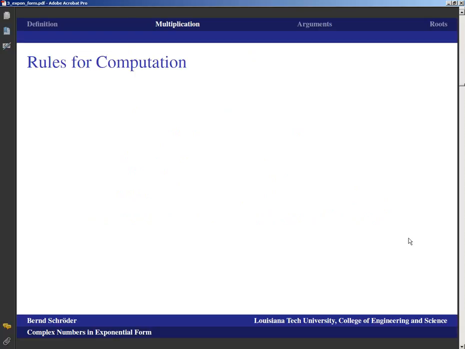Okay, in terms of rules for computation with multiplication, z1 times z2 is, of course, r1 e to the i theta 1 times r2 e to the i theta 2, and we've just shown that that's r1 r2 e to the i (theta 1 plus theta 2).